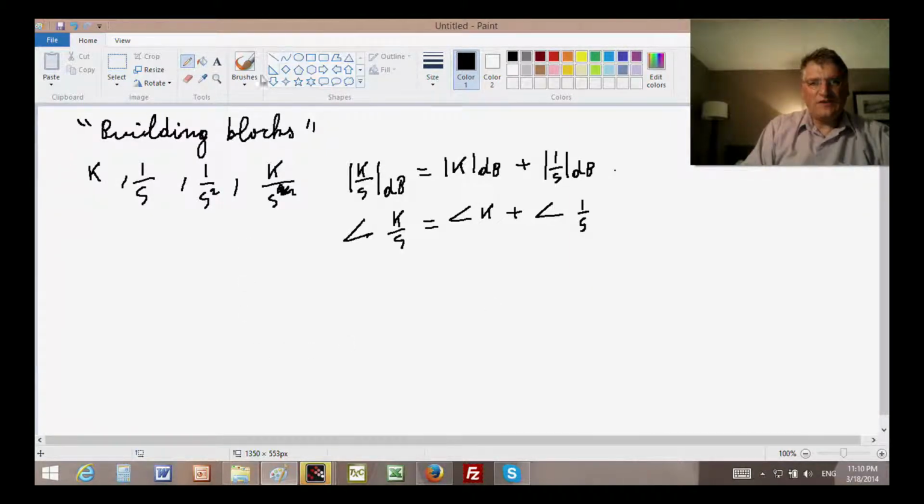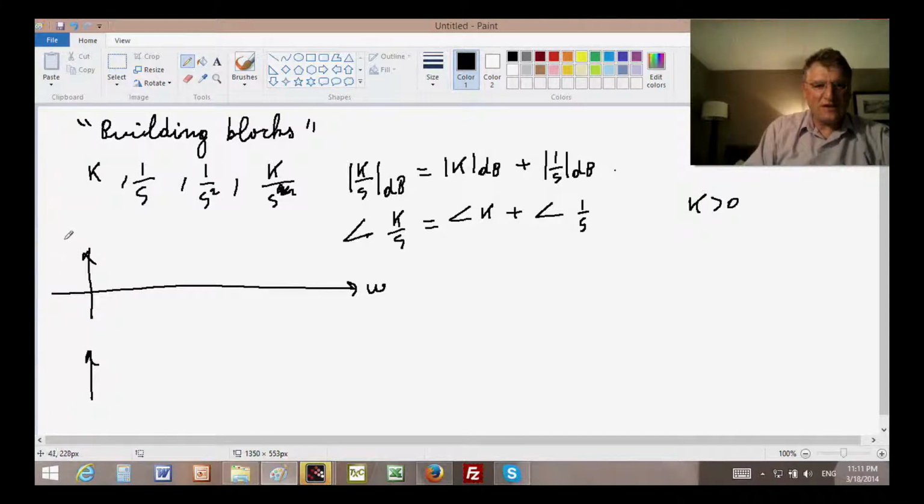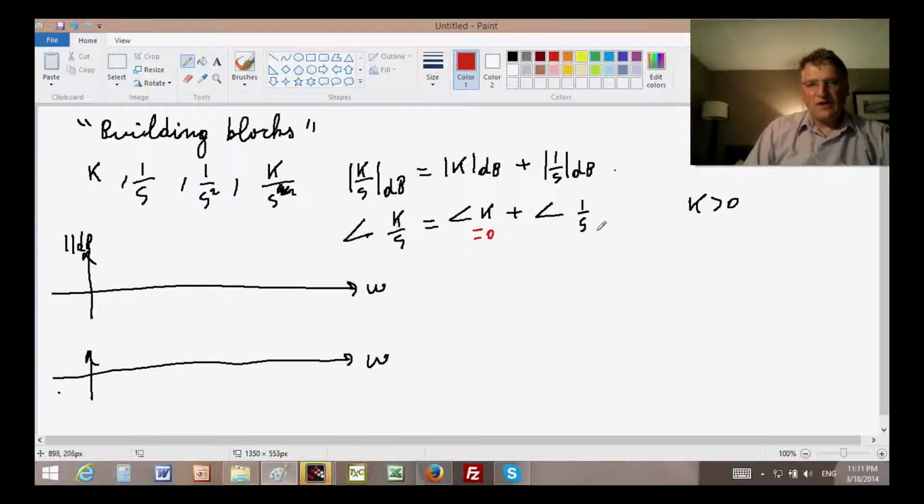So what does that mean? That means as far as our plots are concerned, I'm going to plot the magnitude here and the phase there. I'll assume k is greater than 0 to make things simple first, in which case I use my omega axis here, which is logarithmic, and I plot the magnitude in dB here and the phase here. First of all, if k is greater than 0, then the phase of k is 0. That phase is still minus 90 degrees.